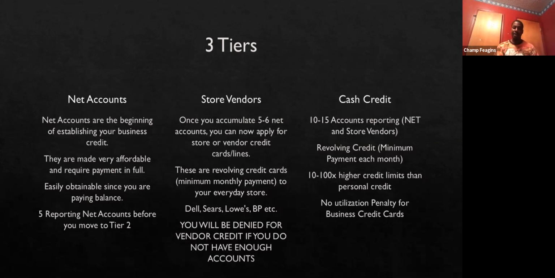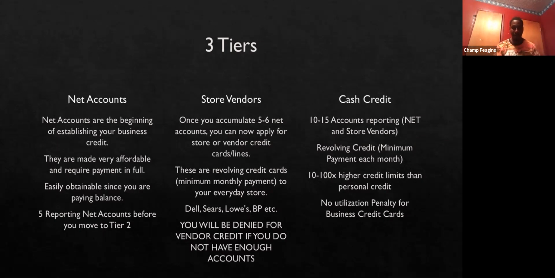Now, after you finish tier 2, when you get about 10 to 15 accounts reporting, which is your net and your store vendors, now you can apply for cash credit or revolving credit, which means you pay the minimum payment each month. Cash credit limits are 10 to 100 times higher than on personal credit because you are operating a business. When you operate a business, you need more money than you do personal, right? And there are no utilization penalties for business credit cards, right?